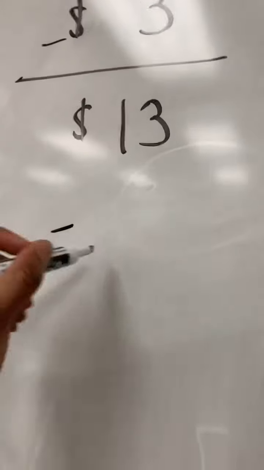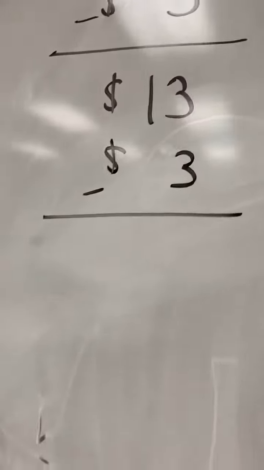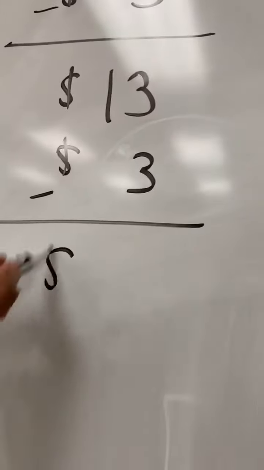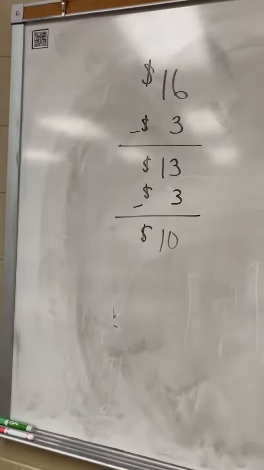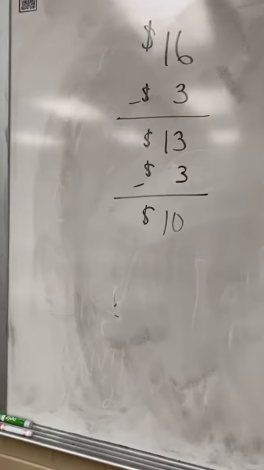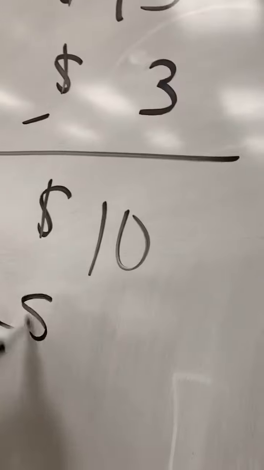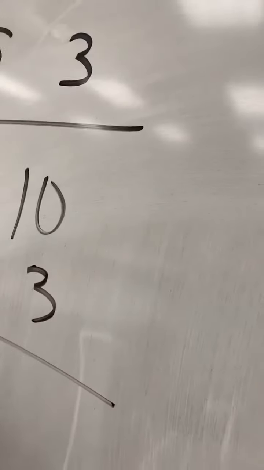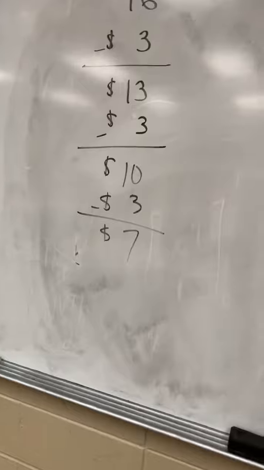So, okay, let's take away another 3. So we take away another $3, and now I have $10. So I know I can help 2 people, right? Do I have enough to help someone else? And if the answer is yes, you keep subtracting. And so now we're down to $7. Is that enough to help somebody else?